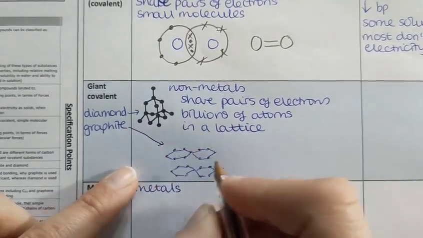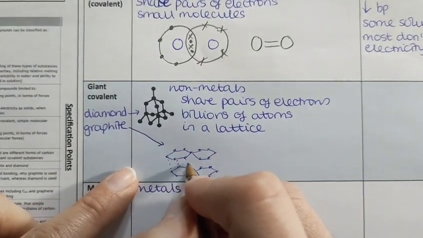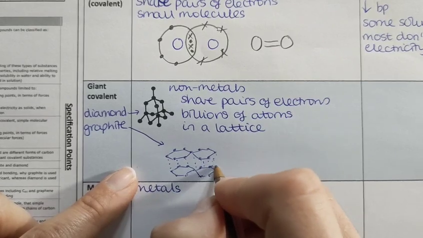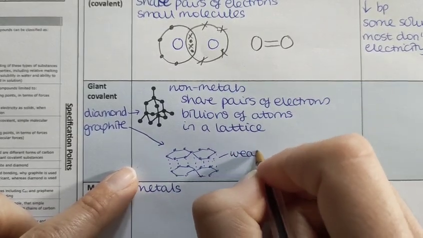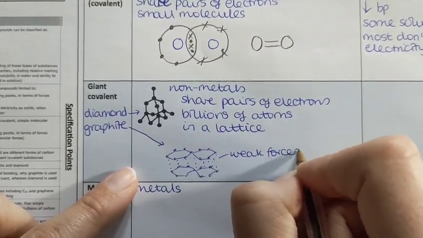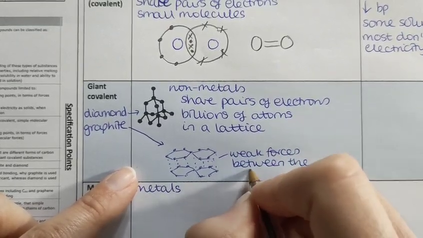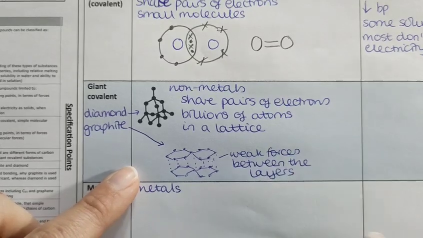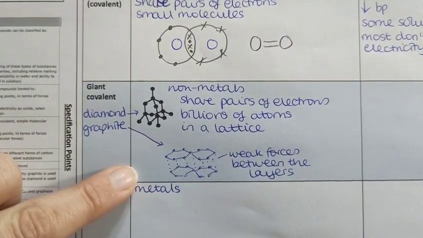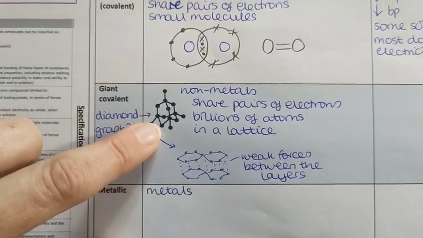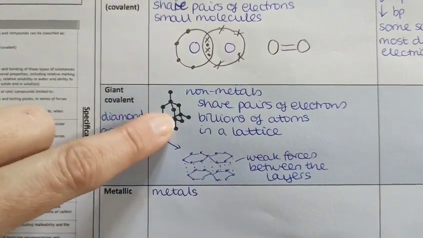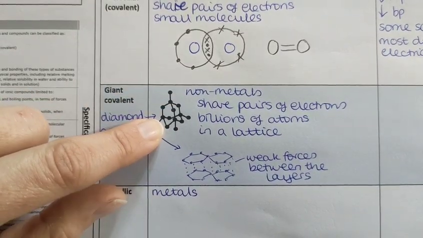This one is graphite. And then in between these layers, you've got weak forces between them. So between the layers. Which means that the top layer can slide with respect to the bottom layer. You don't have that in diamond. You can see they're all attached in there, which makes diamond really, really strong.